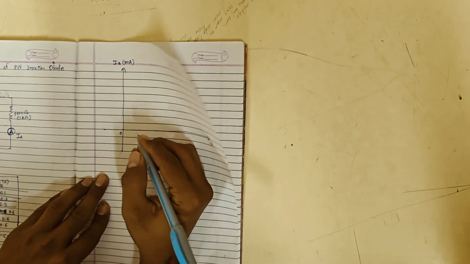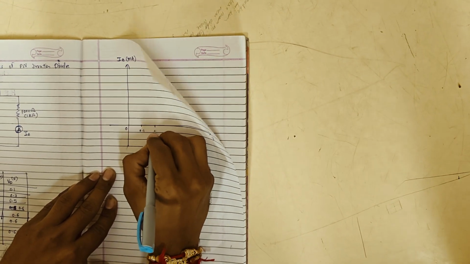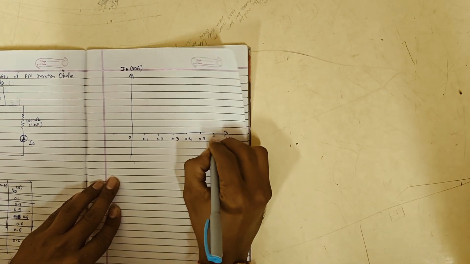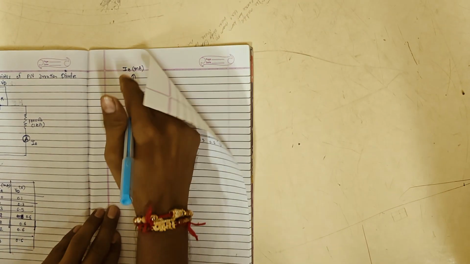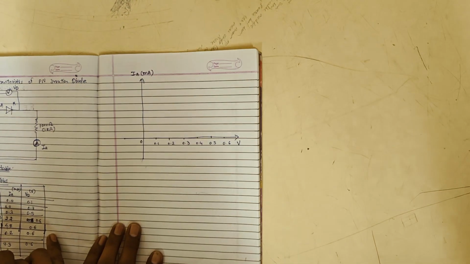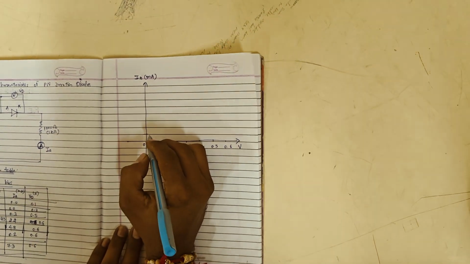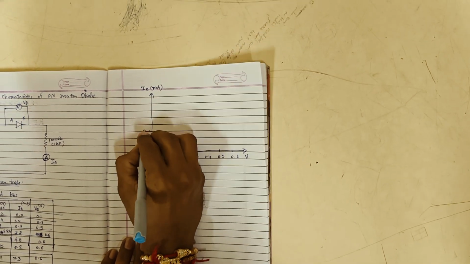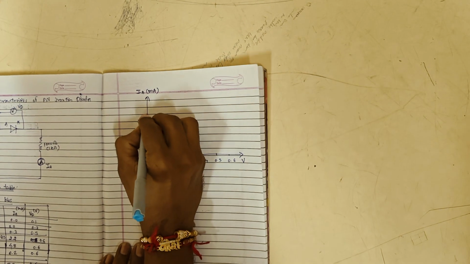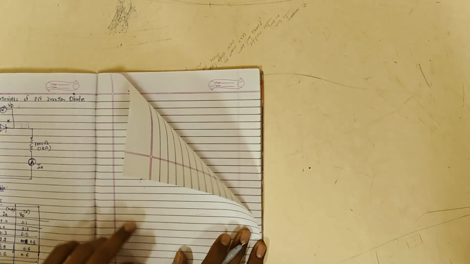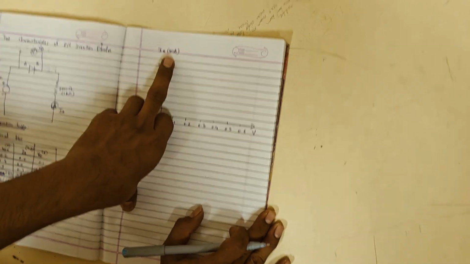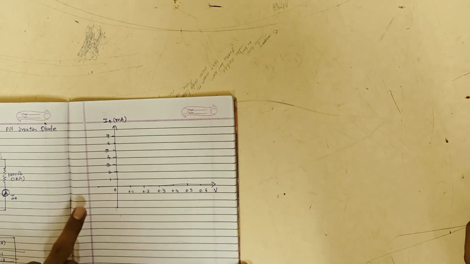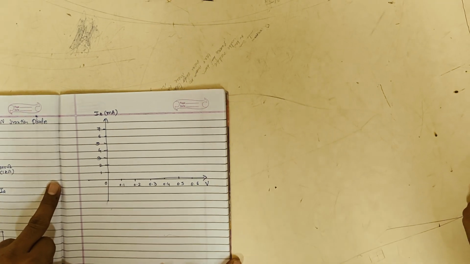This is our zero value. This is 0.1, this is 0.2, 0.3, 0.4, 0.5, 0.6. And what will be the range of the current? We are getting current up to 7 milliampere, so we will take a scale of 1 milliampere, right? This will be 1, 2, 3, 4, 5, 6, 7. Mind it, this will be in the range of milliampere because this is the forward characteristics. If we are plotting the reverse characteristics, it will be in the range of microampere.